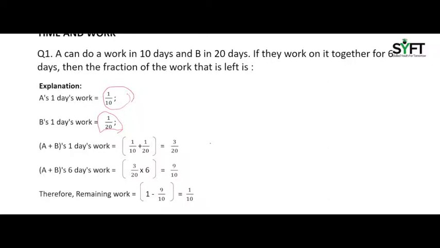If they work on it together for 6 days, first, in 1 day, A plus B can do 1 by 10 plus 1 by 20, that is equal to 3 by 20. We just add 1 by 10 and 1 by 20. So A plus B's 6 days work is equal to 3 by 20 into 6, that is 9 by 10, because we can cancel 6 and 20 by 2, so 3 into 3 is 9 and 10. Therefore, the remaining work is 1 minus 9 by 10, which is equal to 1 by 10. This is the answer. Always remember to consider the total work as 1.